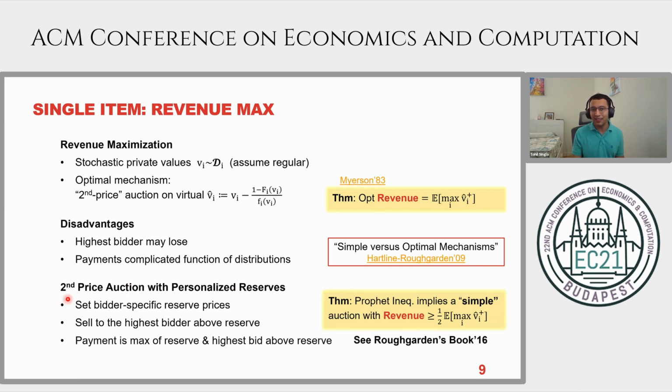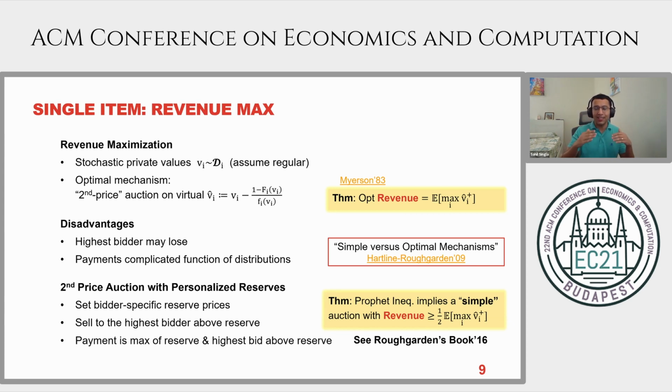But let me still tell you what this simplified auction using profit inequalities is. It basically says that you're going to run a second price auction with some personalized reserves on the original valuations. So what do I mean by that? Basically, the auction is of the following form. Look at the distribution of each bidder. Based on their distribution, set a bidder-specific reserve price, which is a function of their distribution. And now you just sell the item to the highest bidder who exceeds their reserve price.